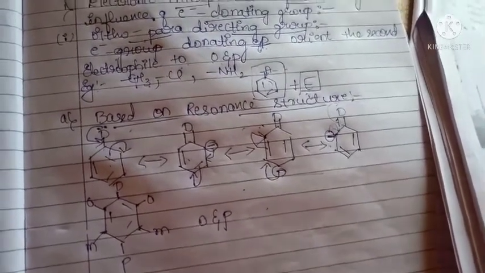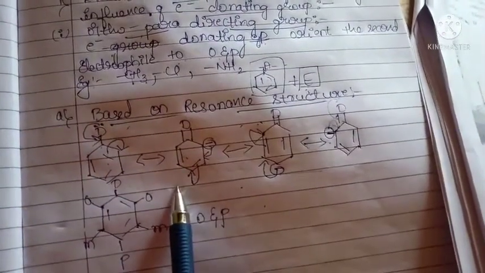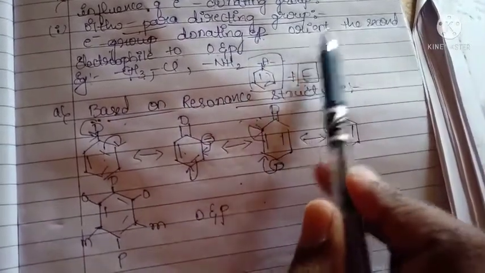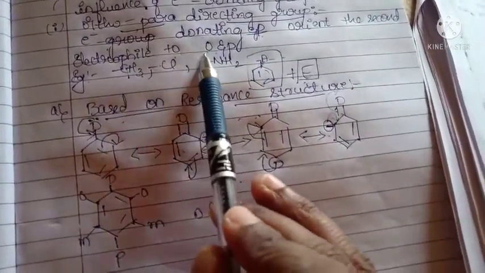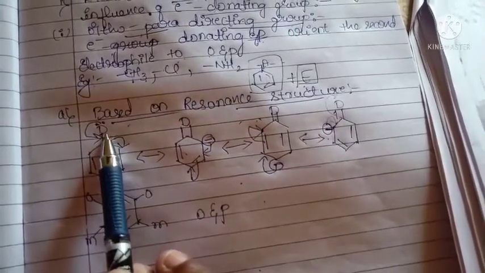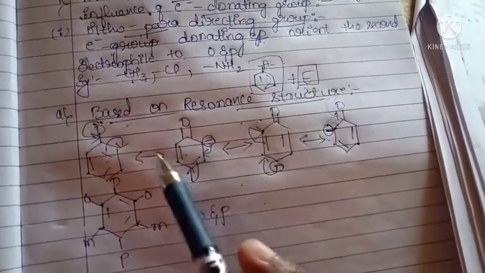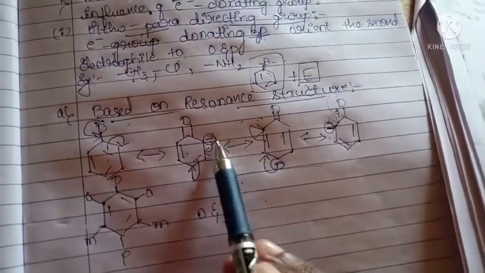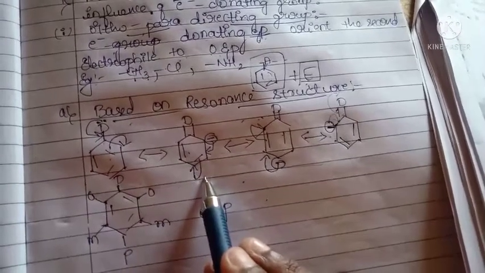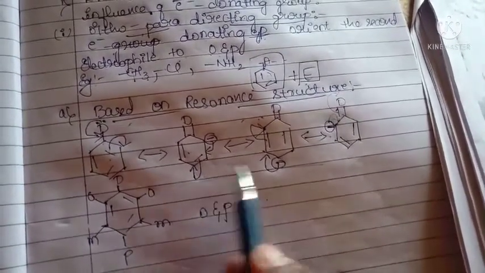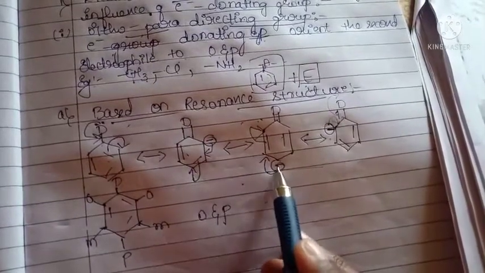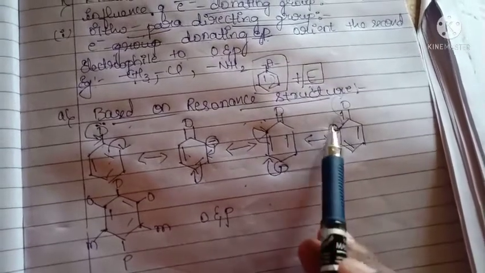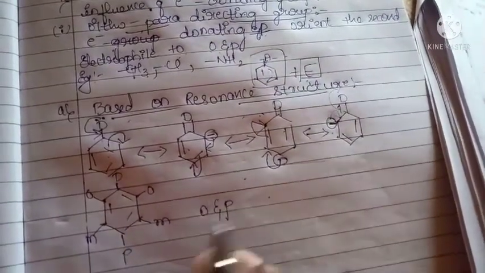Okay, now we know this. After this, as I said, an electron donating group orients the second electrophile to ortho and para. Okay, so that's why this electrophile is directly attached to the electron-rich position. Okay, in the ortho and para positions they have an electron-rich position because they have a negative charge. So that's why wherever the negative charge is, in that position the electrophile gets substituted.